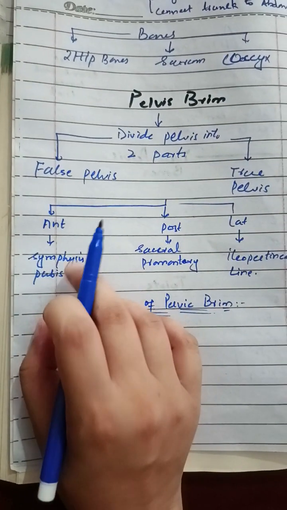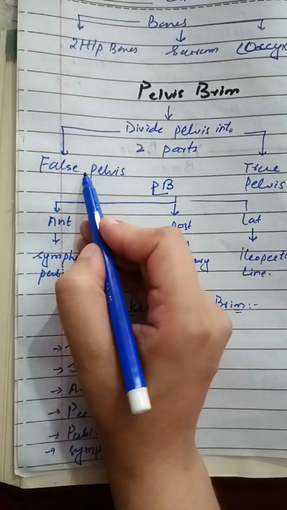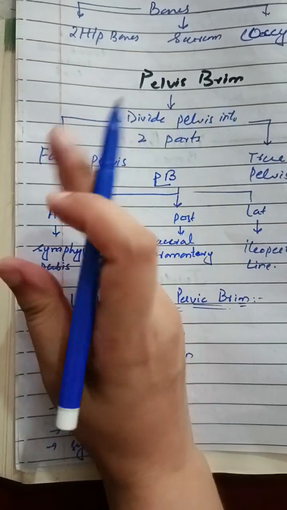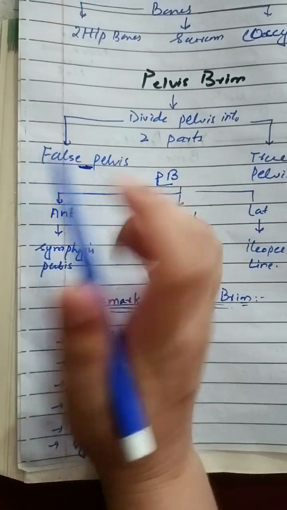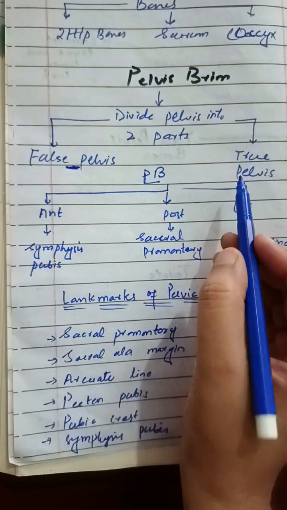This is not about the false pelvis. This is about the pelvic brim. The false pelvis is anteriorly lined by the lower anterior abdominal wall, laterally lined by the iliac fossae, and posteriorly lined by the lumbar vertebrae, which we have already discussed.